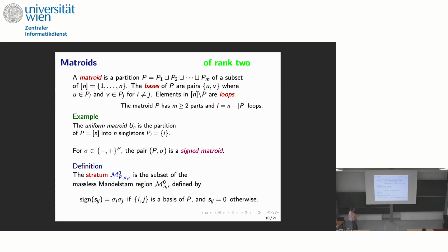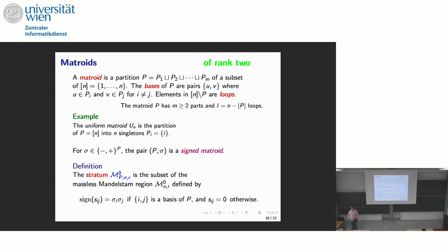Okay, and then I'm going to define the stratum M0 P sigma R as the subset of the massless Mandelstam region. The massless Mandelstam region was the Mandelstam region with zeros on the diagonal. And to be in this stratum, the sign of Sij is sigma i times sigma j. So I take the non-loop people, and they're likable or not, and that defines the sign of Sij if they are not in the same group. But if they're in the same group, then Sij is 0.